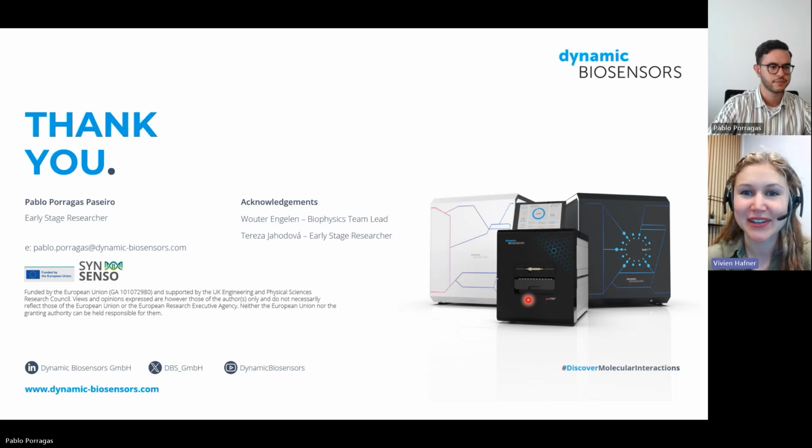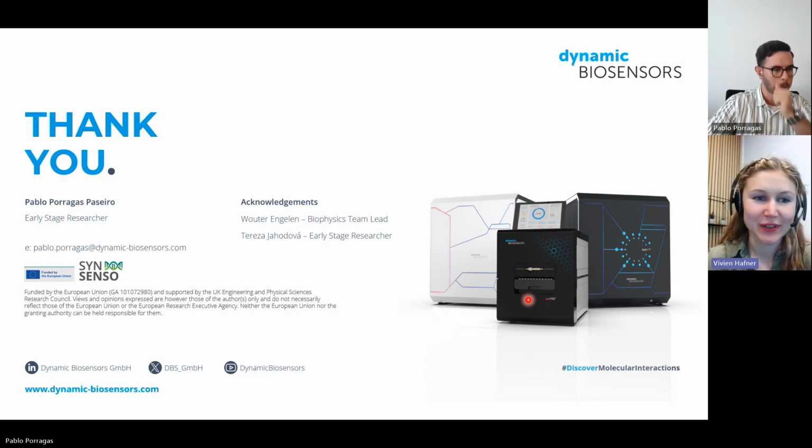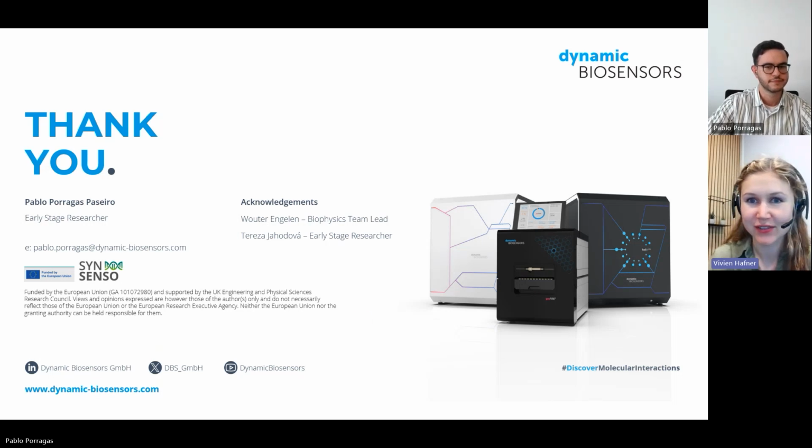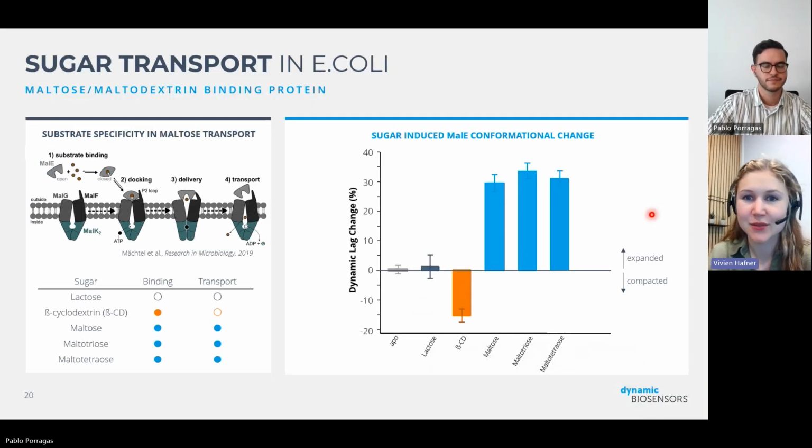Sounds great. I especially like how this one example really shows that the conformational change also has a functional consequence, and isn't just some structural, nice-to-know thing that we are measuring, but actually does something regarding the function in the cell.